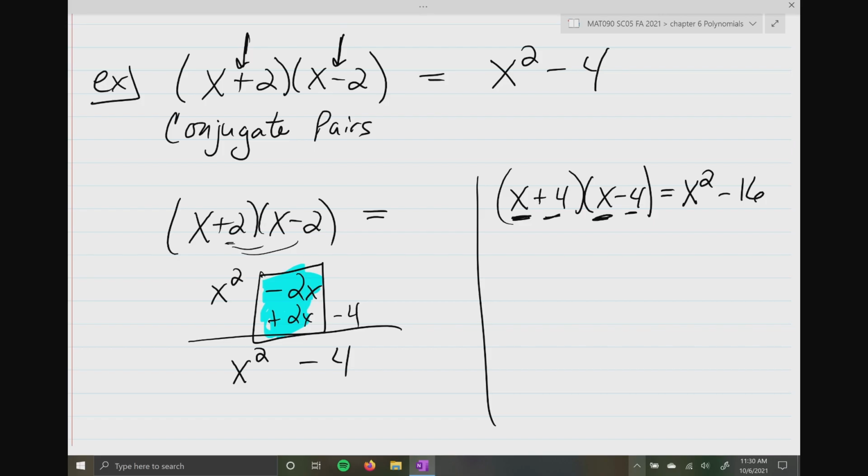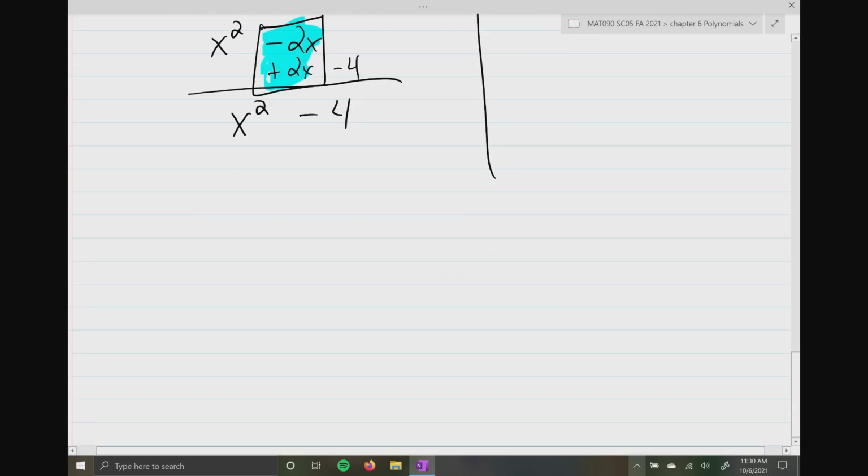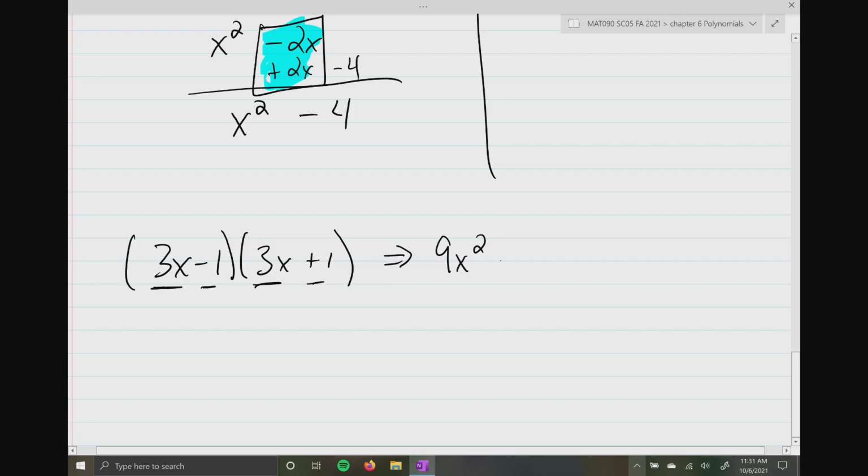All right, let's try another one here. Are they conjugate pairs, yes or no? Wesley, what do you think? Yes. I agree. So do I have to worry about multiplying everything, or can I be a little selective now? All right, so what's 3x times 3x? 9x squared. Perfect. What is negative 1 times positive 1? Negative 1. That's your answer right there.